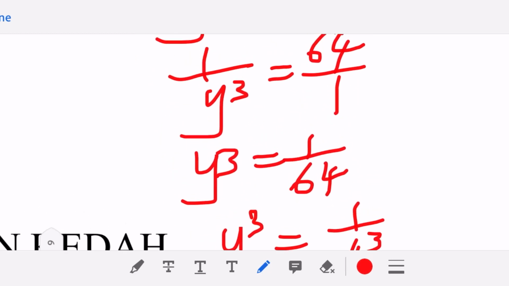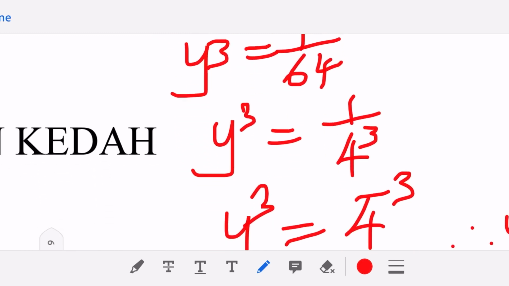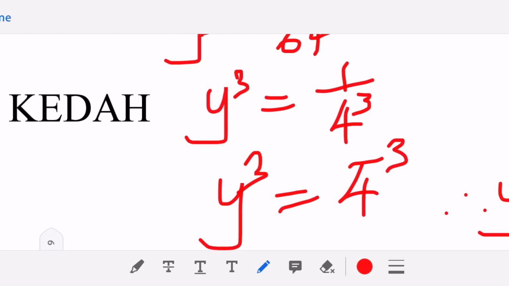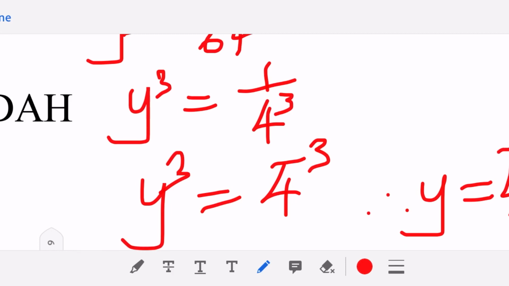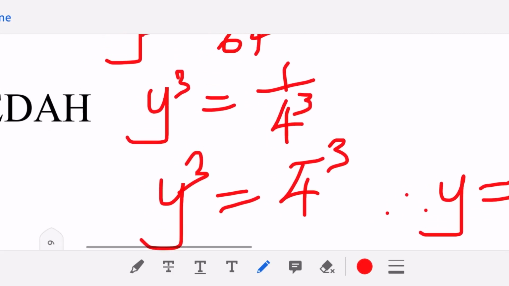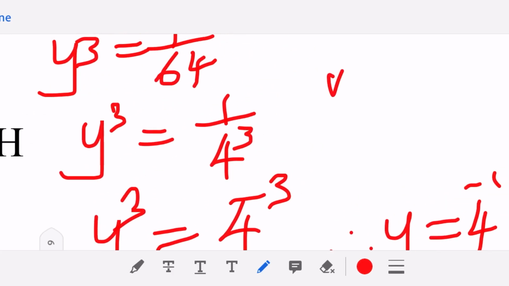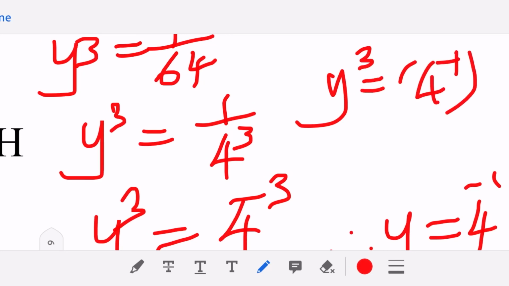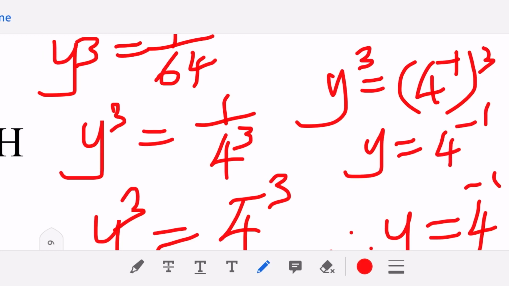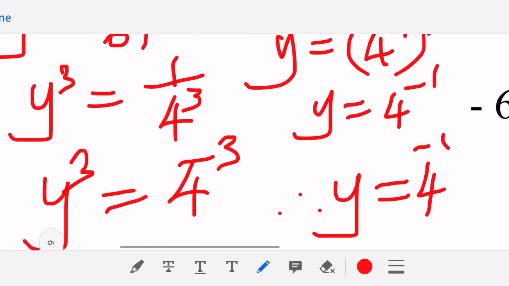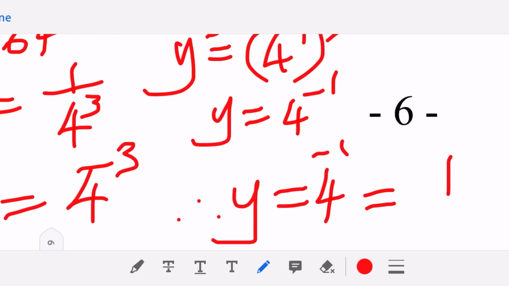Okay, so let me show you why it is not 4. So you see, when you write y cubed is 4 to the power of negative 3, you should say y cubed is 4 to the power of negative 1, bracket 3, right? And then y is 4 to the power of negative 1, right? And 4 to the power of negative 1, you bring down the power, it will be 1 over 4, right?